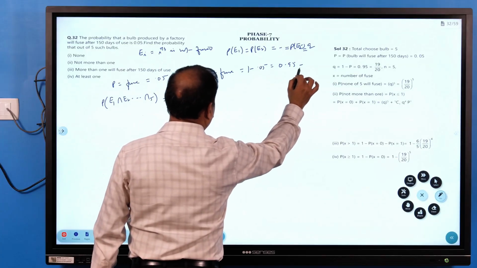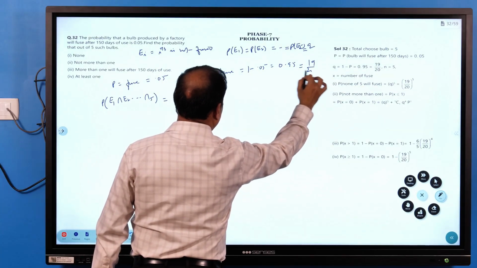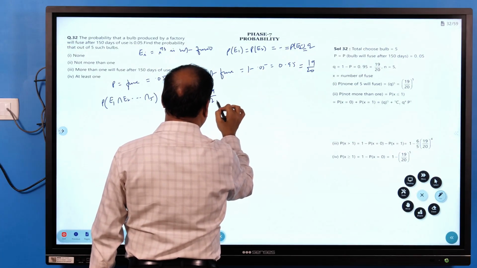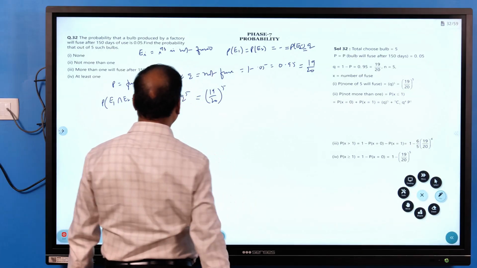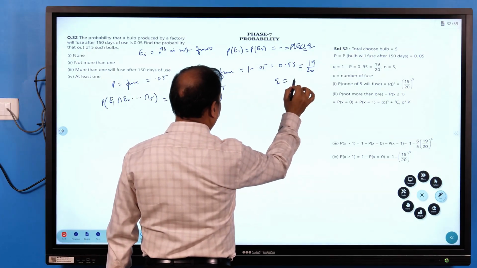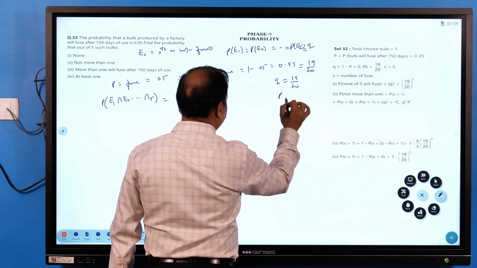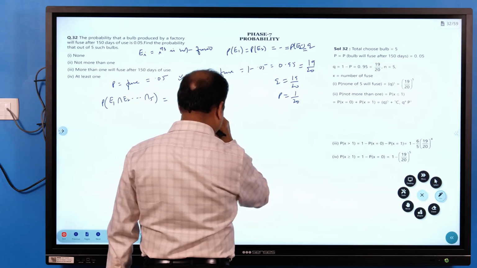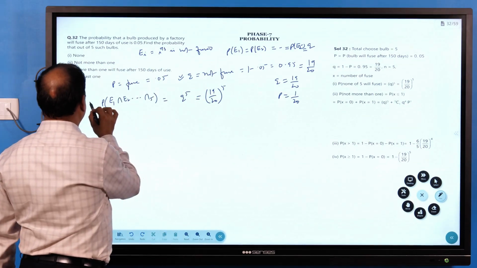What is Q? This can be done as 19 upon 20. So 19 upon 20 raised to power 5. Okay, this is the Q. Q is equal to 19 upon 20 and P is 1 upon 20. This is the first part.